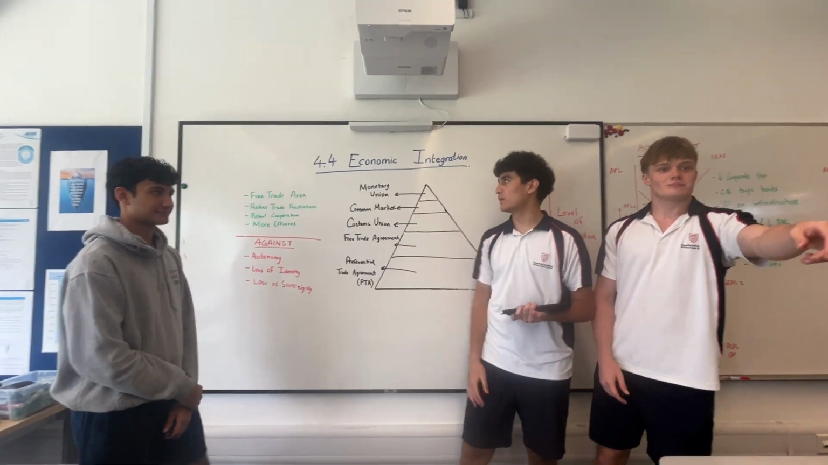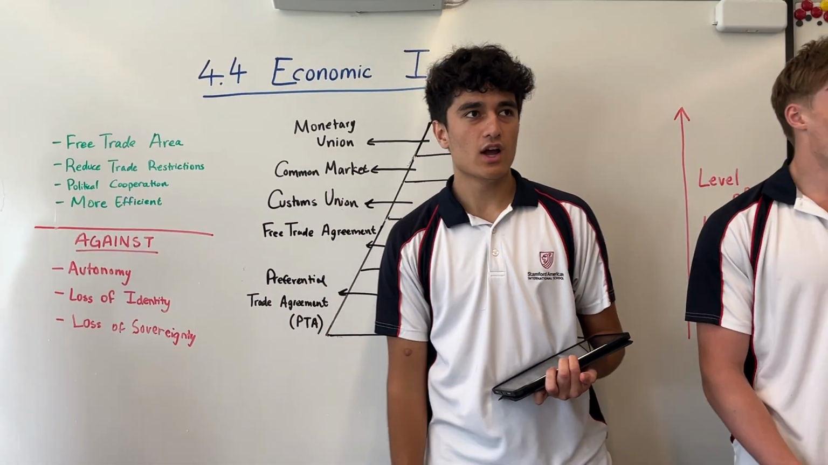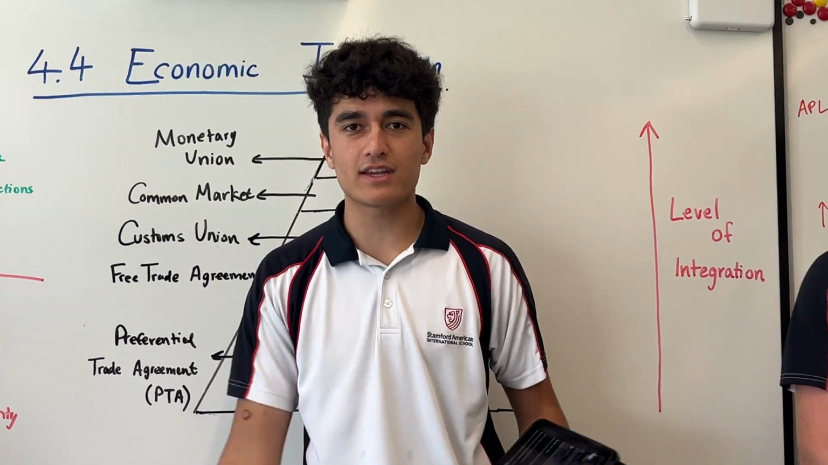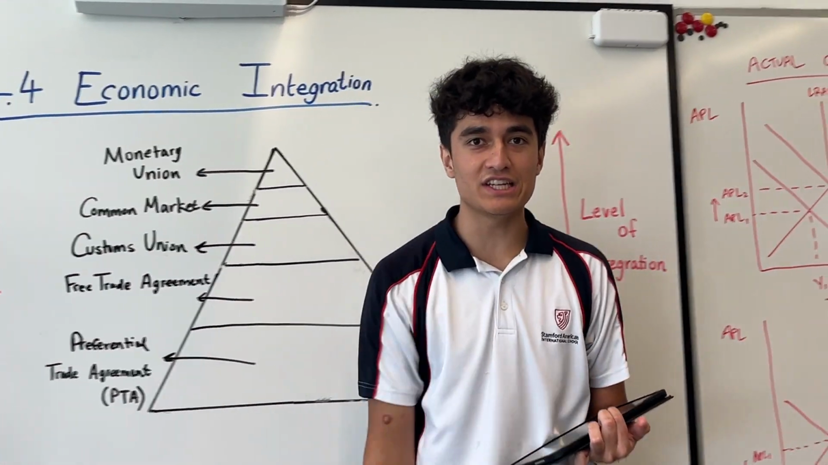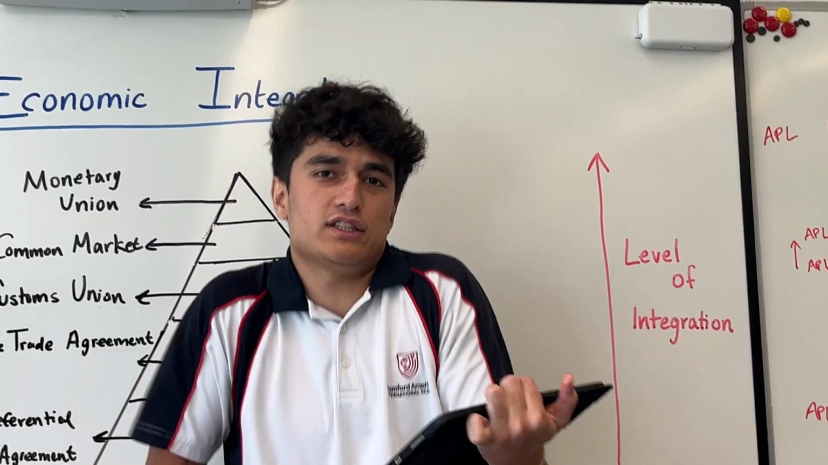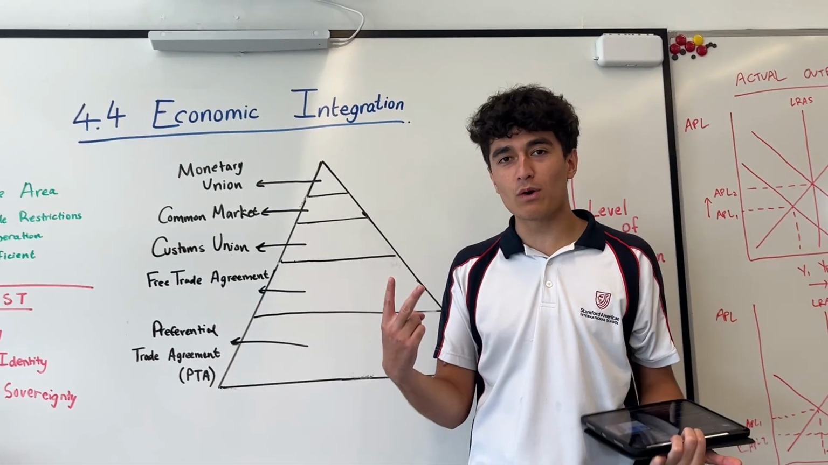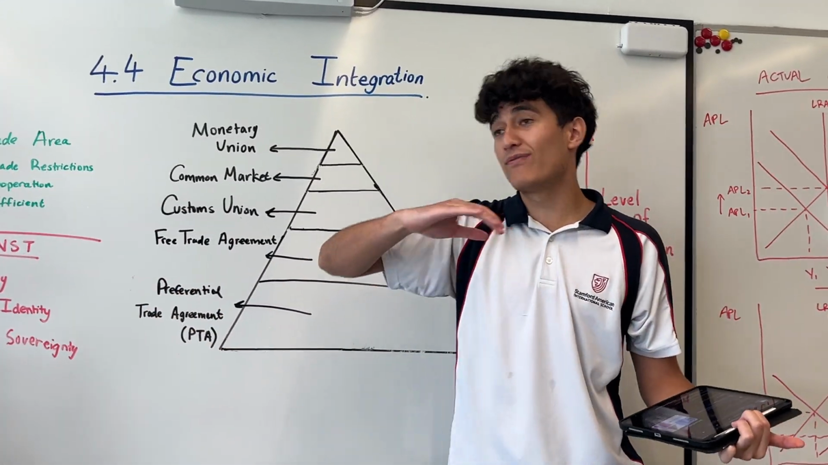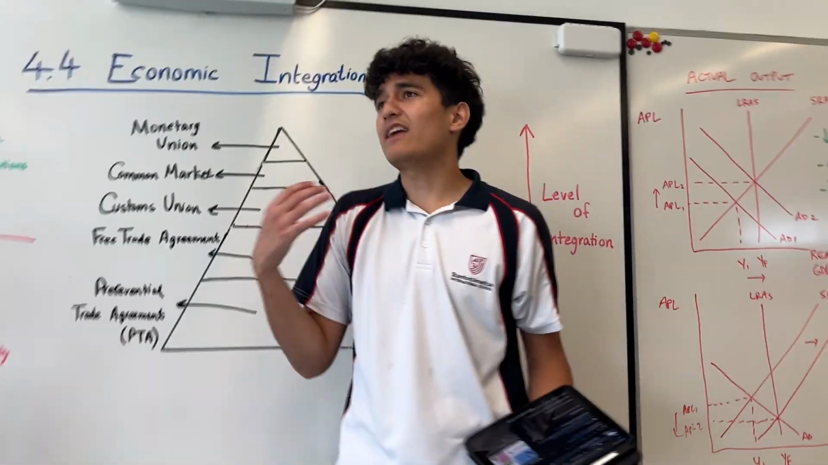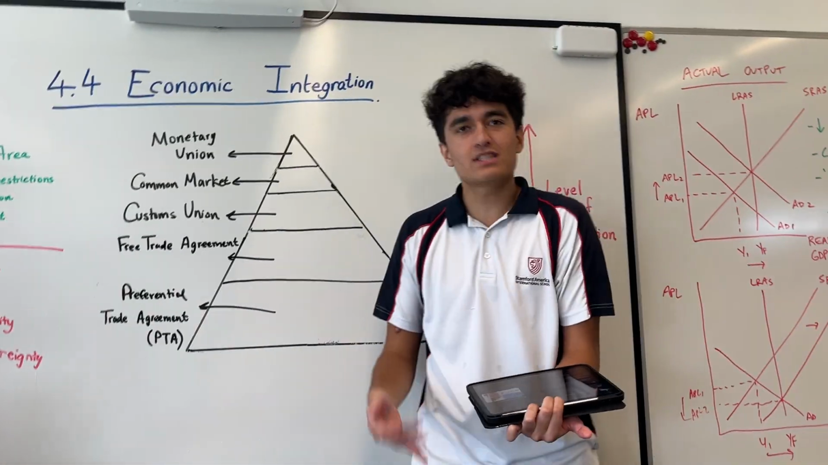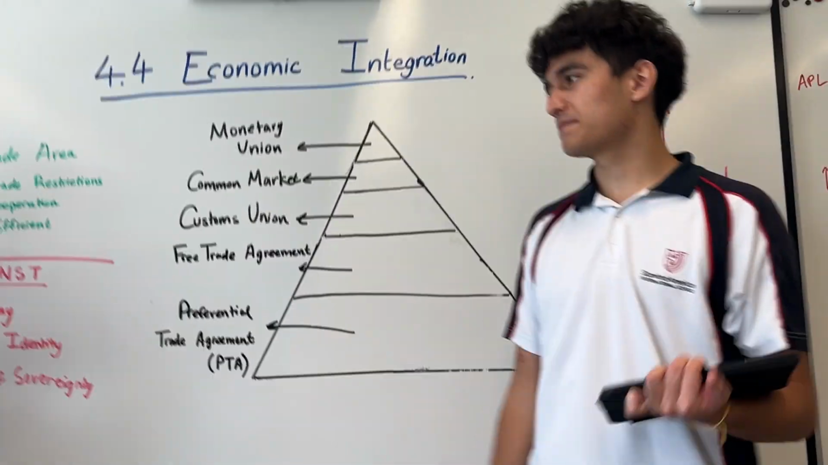Today we'll be talking about 4.4 economic integration from the IB economics curriculum. Economic integration is a trade arrangement between two or more countries to reduce or even fully remove trade barriers between them. They aim to coordinate monetary and fiscal policy.